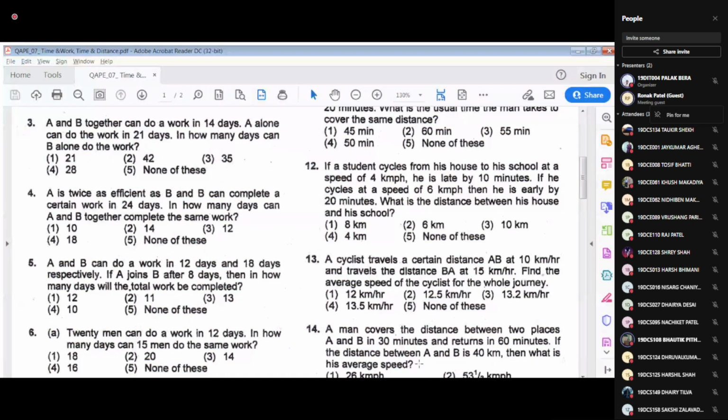How will you take care of first statement that A is twice as efficient as B? What is the meaning of that?